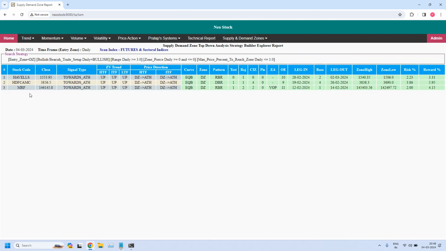So only these 3 stocks are there which are within 1% of the demand zone. See, I'll be giving you only a few seconds, and then move on to the next report. What you can do is pause the video, study these stocks, and after that you can further proceed with the video. So I'm going back.